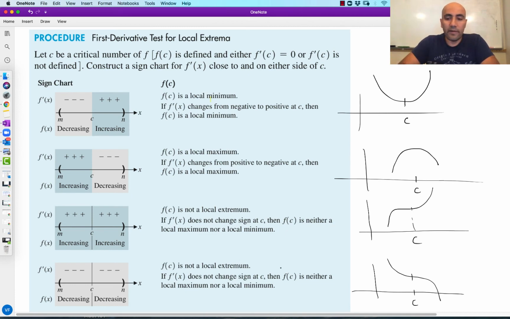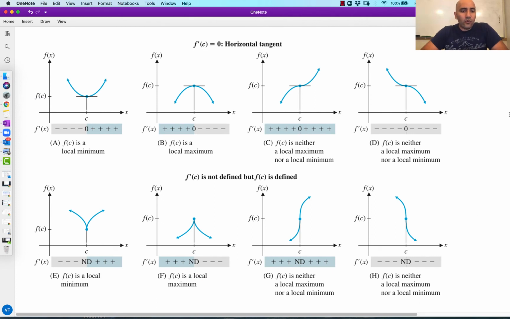Okay, let's take a look at some better examples than this. Okay, so here's a nice little table that shows all the various examples we might run into. So again, let's say we have a given function, f of x. In every one of these examples, that's the blue, that's the f of x. In every one of these examples, c is the critical value, therefore c is defined.